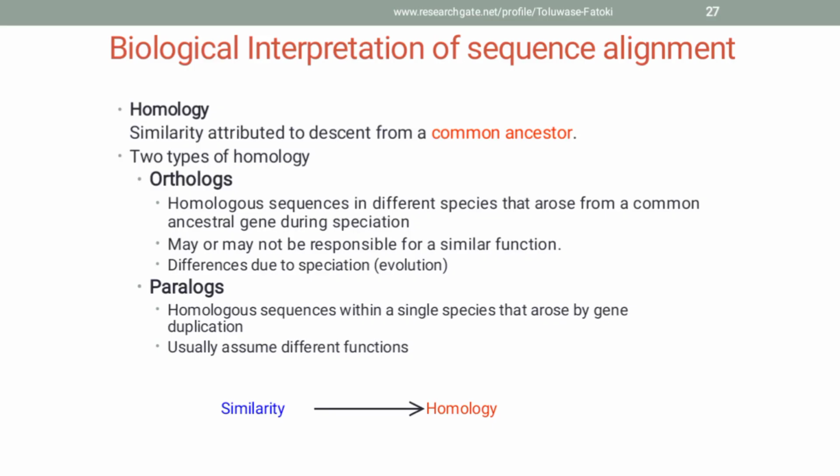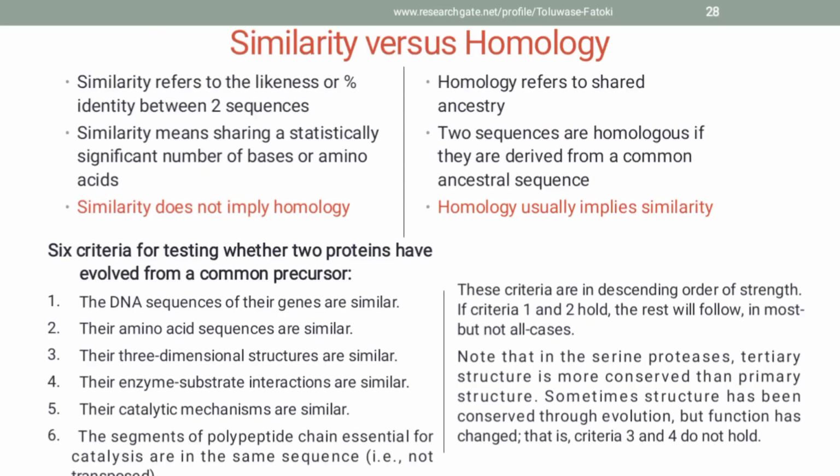So similarity gives birth to homology. The percentage of similarity and identity gives birth to homology. So similarity versus homology. Similarity refers to the likeness or the percentage identity of two sequences, as I have said, and it has to be statistically validated. You have the p-value, you have the e-value, you have the z-score. By doing that, you are able to define the similarity.